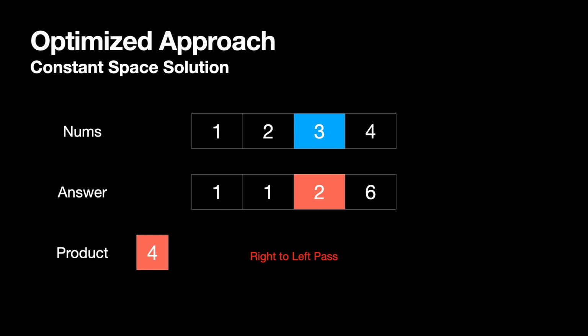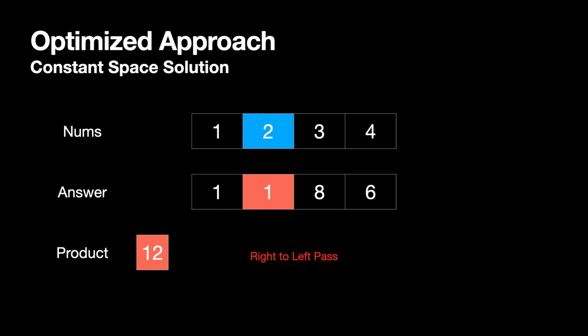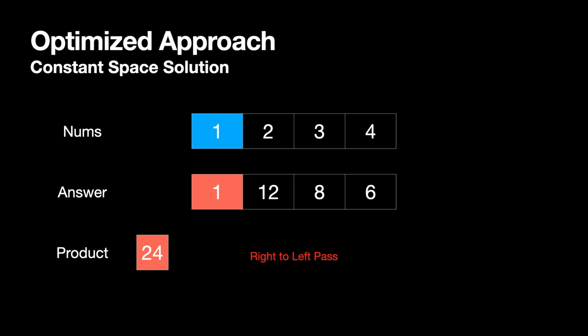In the next step, we'll take 3 and we'll multiply the right product 4 with the left product 2 and get 8. Furthermore, we'll update the right product to be 4 times 3, which equals 12. Then, we'll take 2 and we'll multiply its right product 12 with its left product, which is 1, and we'll get 12. Again, we'll update the right product variable by multiplying 12 times 2, which equals 24. Lastly, we'll take the first element in the nums array, which is 1, and multiply its right product with its left product to get 24.